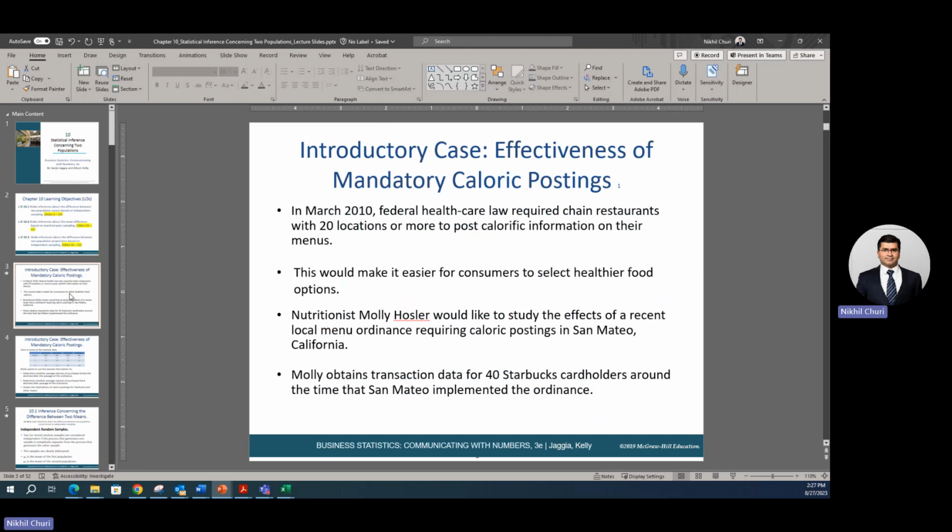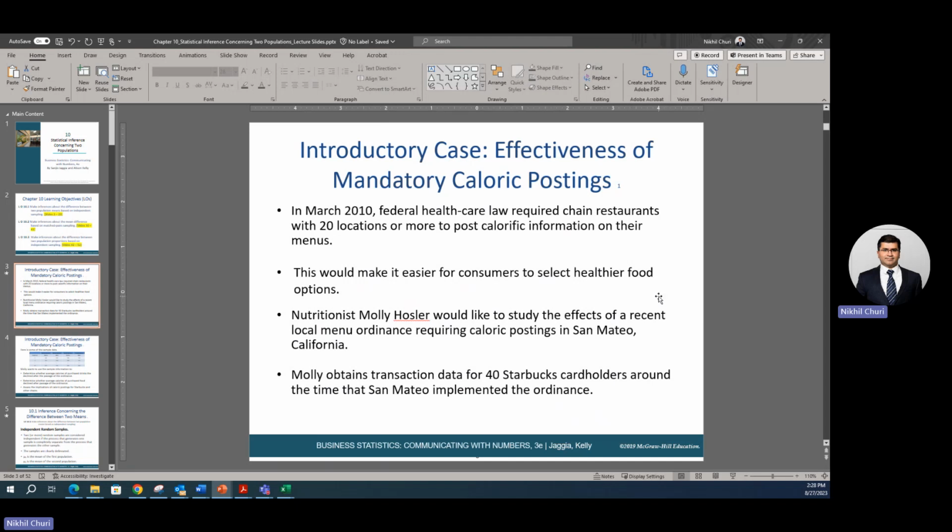Moving forward, let's read this introductory case. This introductory case is nothing but an example we'll be using while learning the theory as well as solving the problem. In March 2010, the federal healthcare law required chain restaurants with 20 locations or more to post calorie information on their menus. So this rule is coming from federal law requiring chain restaurants to mention the calorie information. Suppose there is menu item 1 with these calories, menu item 2, and so on. The idea is that this would make it easier for consumers to select healthier food options.